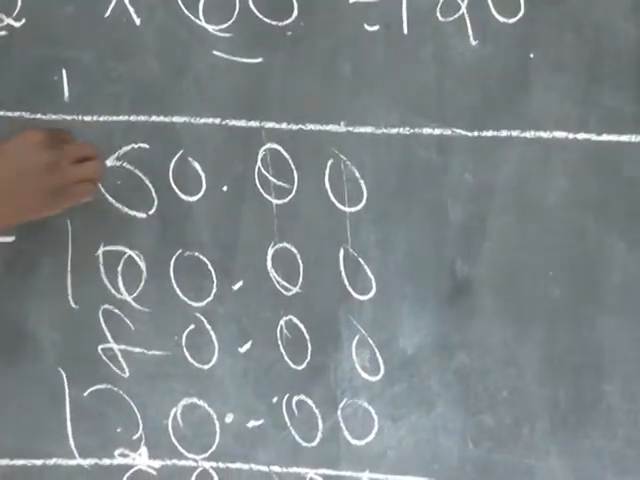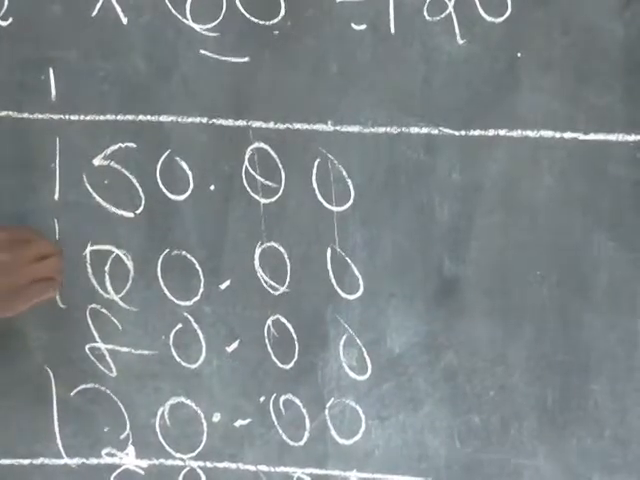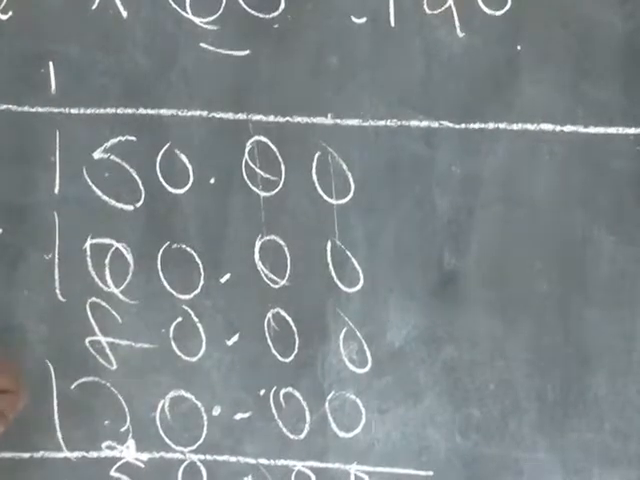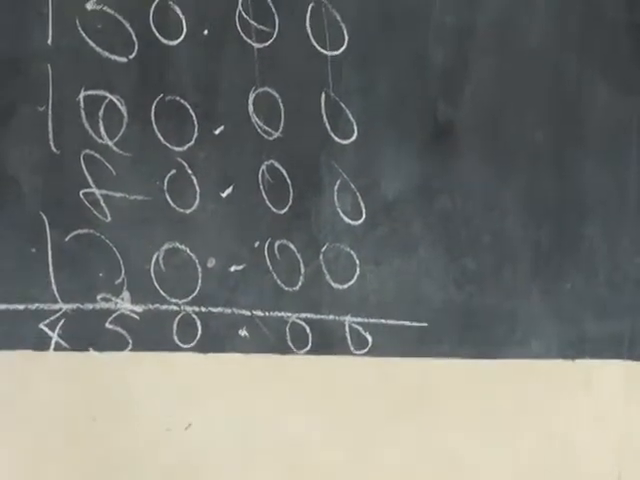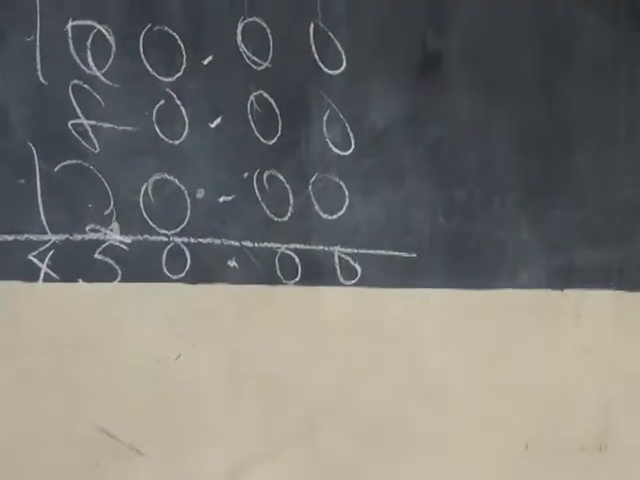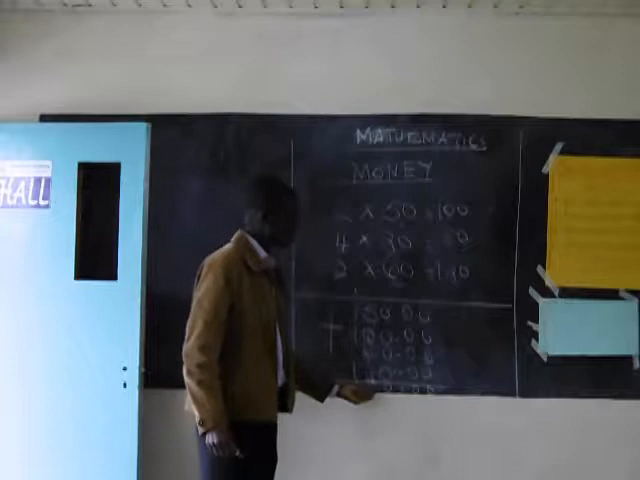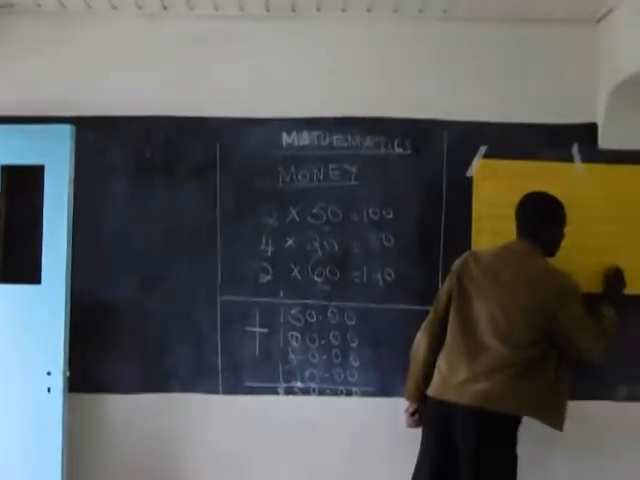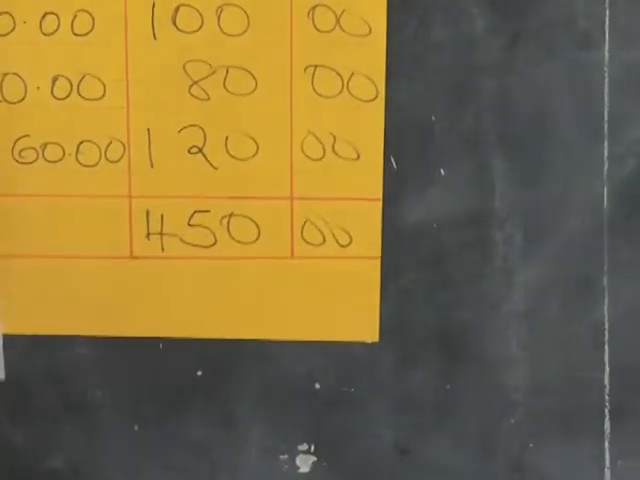1 plus 1 class, good. 2 plus 1 class, good. And then 3 plus 1, 4. Good. So it means that for all the items I've bought, I am going to pay 450 shillings. So the total cost for all the items that I've bought is 450 shillings.